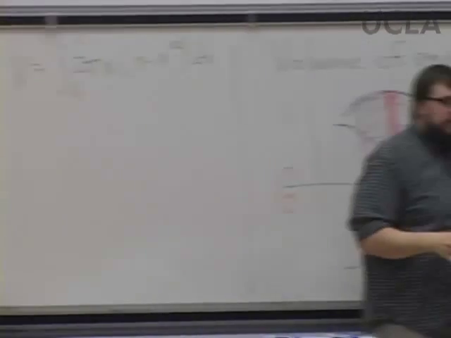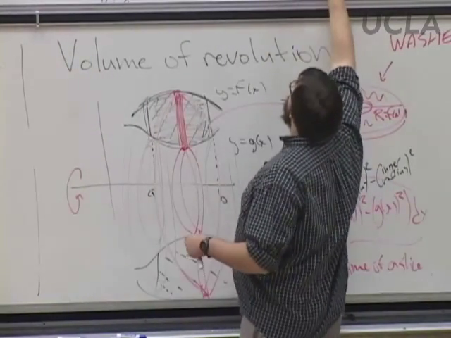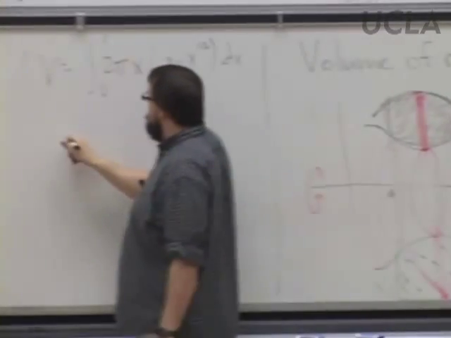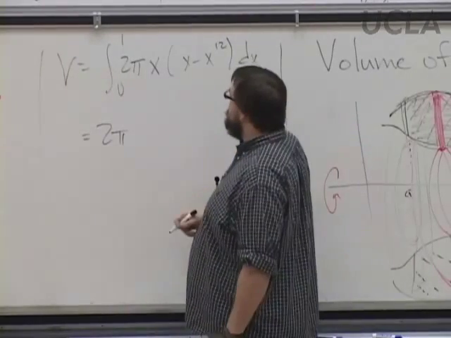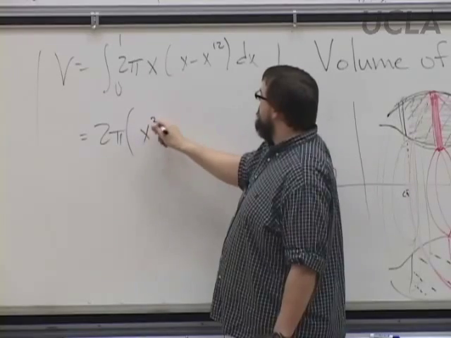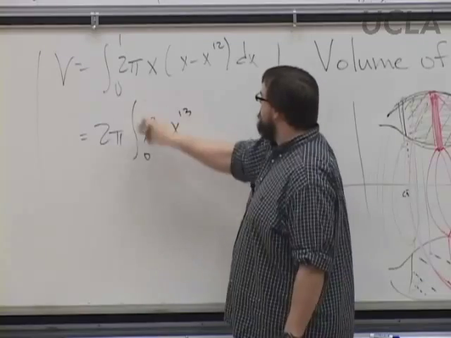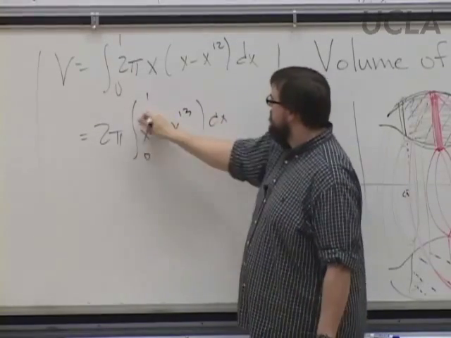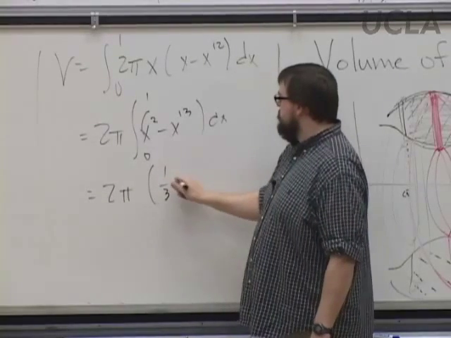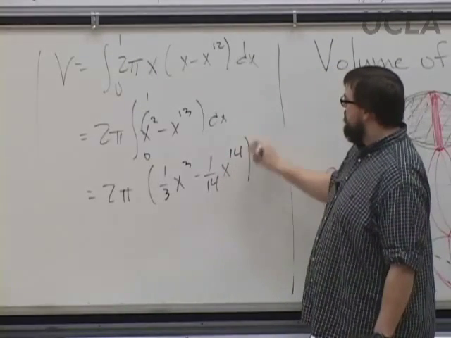Now, whereas before, if we tried to use the washer method, we'd have to solve for all these complicated things. We'd have to find the 11th root of a 12th. I don't know how I would do that. We don't have any of those problems. So I can multiply the x through. That becomes x squared minus x to the 13th, and we're still integrating from 0 to 1 dx. And now it's a simple integral. 1/3 x cubed minus 1/14 x to the 14th, evaluated from 0 to 1.